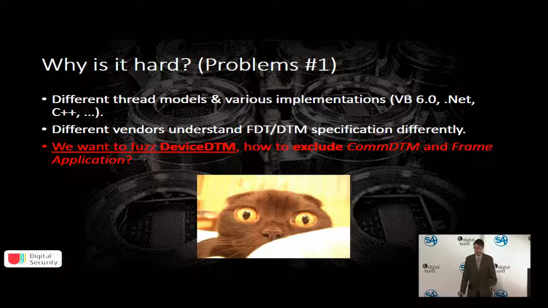Because of different threat models, various implementations in various languages, and different vendors understand the specification differently, and that also causes troubles. And of course, we want to fuzz just the application layer, so we want to fuzz the device DTM component, and we want to exclude the other components from the fuzzing. We want to exclude the frame application from the fuzzing. We want to exclude the comm DTM component from the fuzzing.